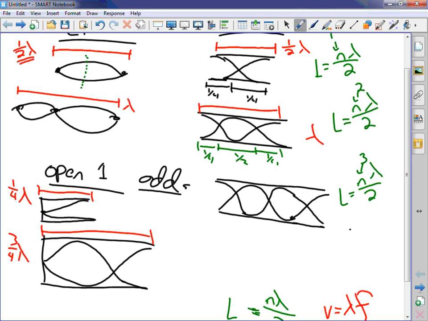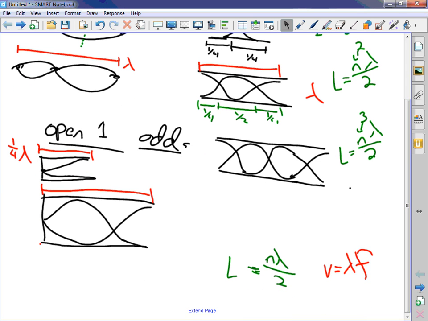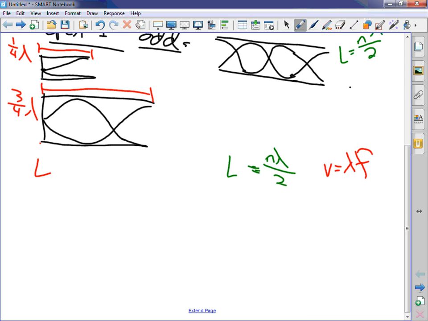Yeah, we're talking about a natural pipe. So let's do a little demo with that. Open on one end, good, is going to be, this is 3/4 lambda. So the equation over here is going to be L equals n lambda over 4. Okay?